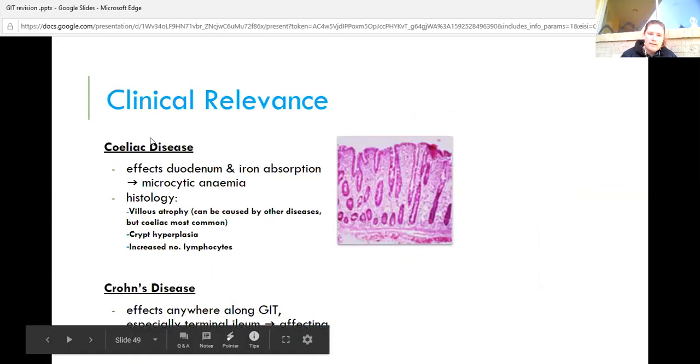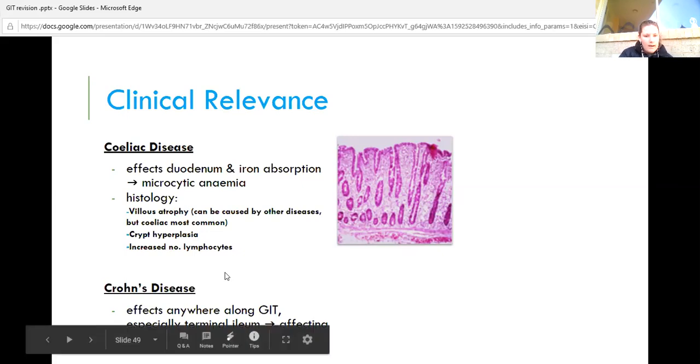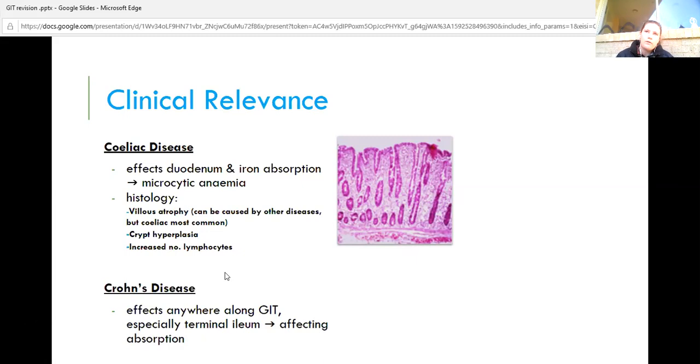Clinical relevance, celiac disease. It mostly affects the duodenum and therefore iron absorption, so you can get a microcytic anemia. And on histology, the features are villus atrophy, crypt hyperplasia, and increased number of lymphocytes. So if you see those words, usually they'll come in that trio. Think celiac disease. And Crohn's disease, a form of inflammatory bowel disease, can affect anywhere along the GIT, but especially affects the terminal ileum. But Charlotte will talk about that in a bit more detail.